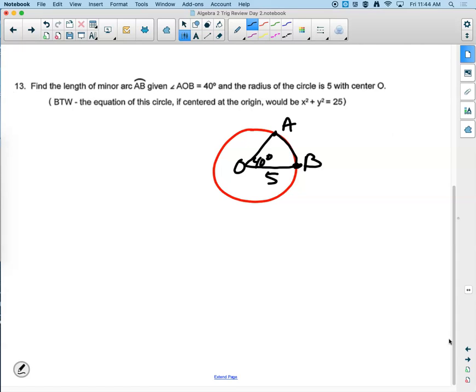But here's the issue. We have a formula for this that is fantastic. It is super short, and you saw it one day in geometry. That's all you saw it for. S equals r theta, where S stands for arc length. And here's the catch. The angle has to be in radians. Theta must be in radians.